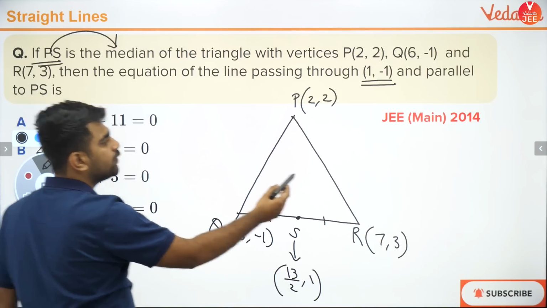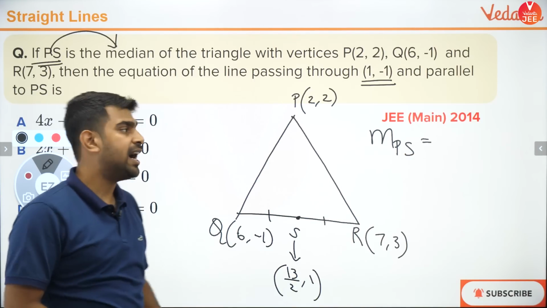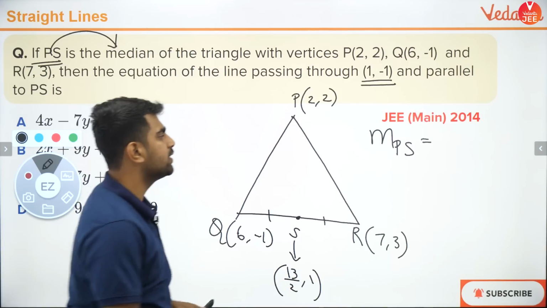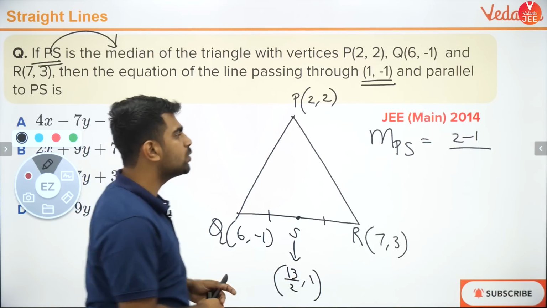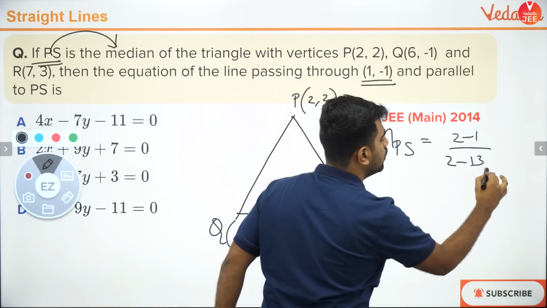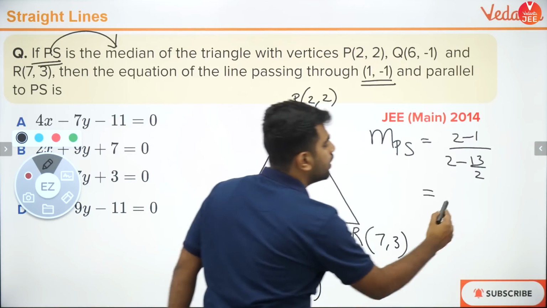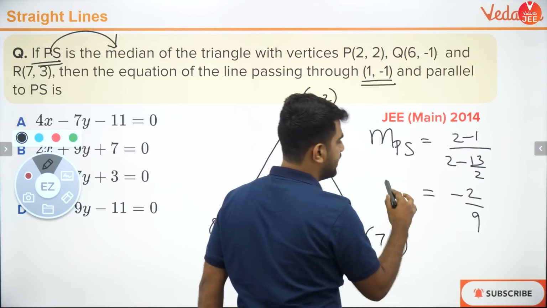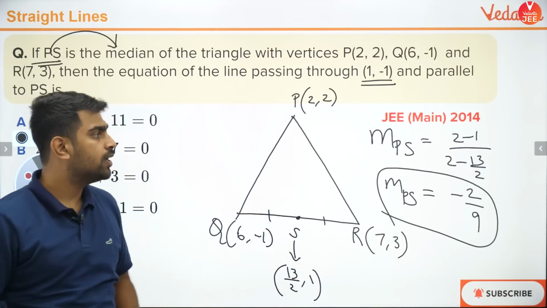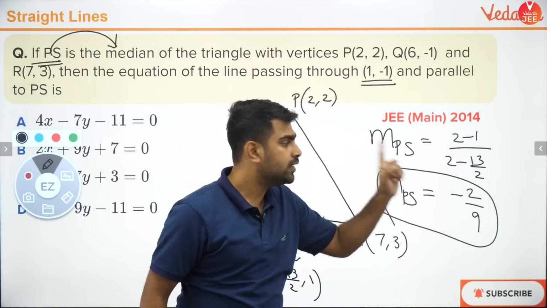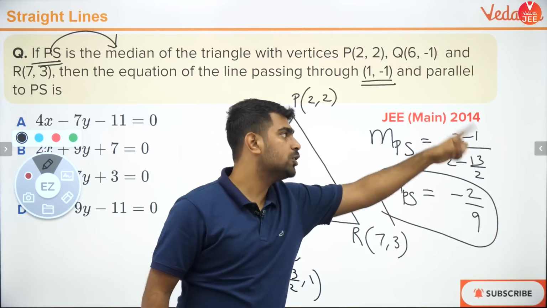Now I would like to find out the slope of PS. What is the slope of PS? I will use y2 minus y1, which is 2 minus 1, by x2 minus x1, 2 minus 13 by 2, which will be how much, guys? Can you all help me out over here? It will be minus 2 by 9. Isn't that correct? Slope of PS will be equal to minus 2 by 9, because 2 minus 1 is 1. Denominator will be minus 9 by 2. That 2 will go up. Okay?